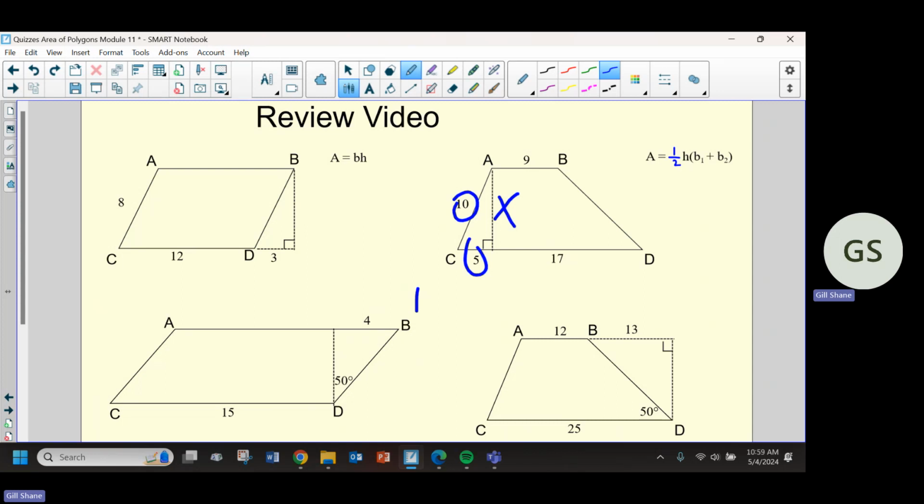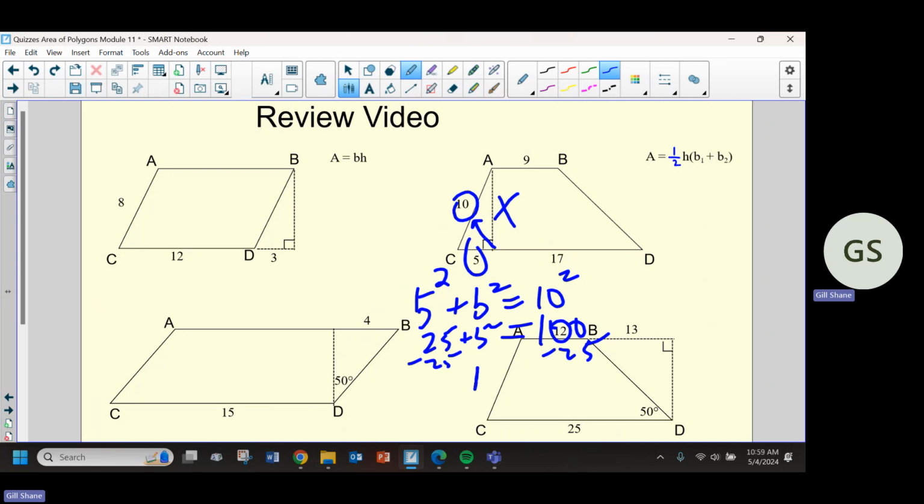Again, 10 is the hypotenuse. So A squared would be 5 squared, we'll say, plus B squared equals 10, which is C. It's across from the right angle. I get 100 equals 25 plus B squared. Subtract 25, subtract 25. So B squared equals 75. And I take the square root of that. Square root of 75 would be just B.